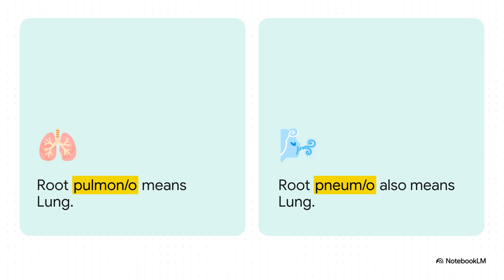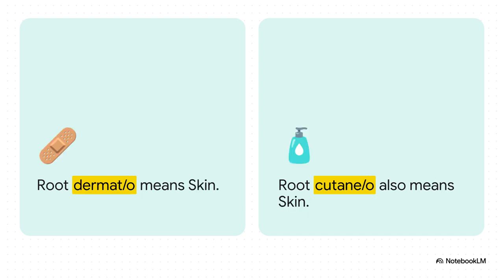And we actually see the exact same pattern with the lungs. Both pulmono and pneumo translate straight to lung. So whether you're reading about pulmonary disease or pneumonia, recognizing this interchangeable pattern prevents so much unnecessary hesitation during the test. Finishing up our organ roots, we have dermato and cutaneo, which both just mean skin. This ties right back into your integumentary system coding. A dermatologist treats the skin, and a subcutaneous injection goes just below it. Same exact organ, totally different roots.